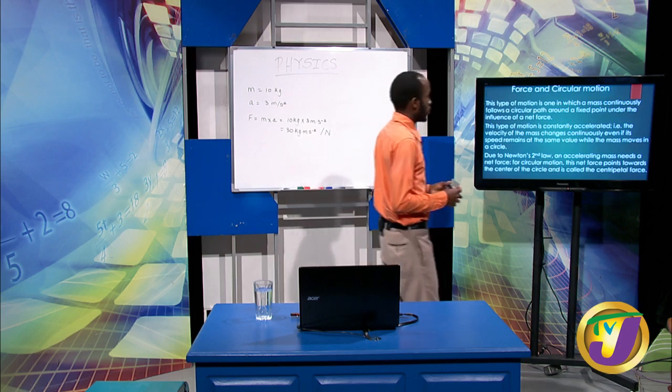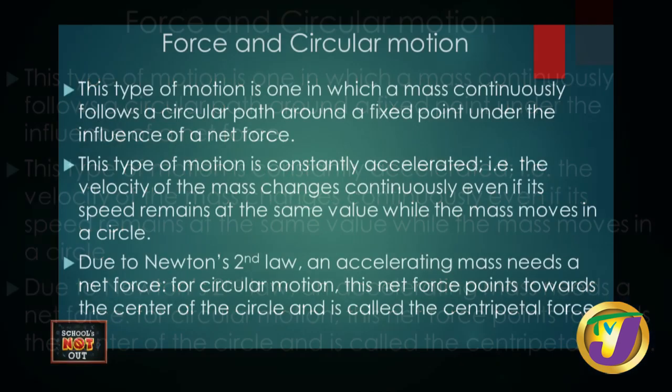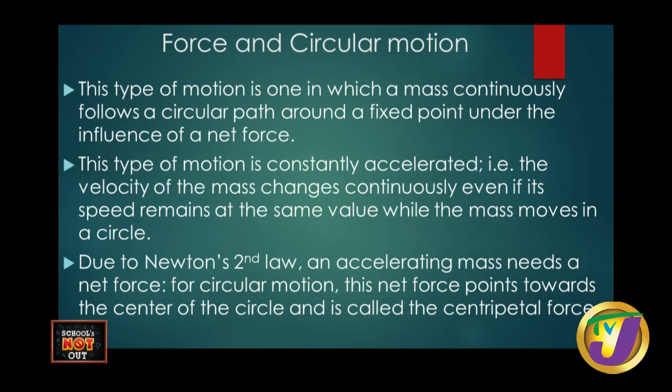All right? Now, moving on to force and circular motion. Circular motion is a special kind of motion where objects move in a circular path. It's not like your typical moving vertically upwards or downwards or away or towards. What we have now is an object literally tracing out a circular path going round and round. It doesn't get away or towards anything, it just goes around in a circle. Now, what does force have to do with circular motion? This type of motion is one in which the mass continuously follows a circular path around a fixed point under the influence of a net force.